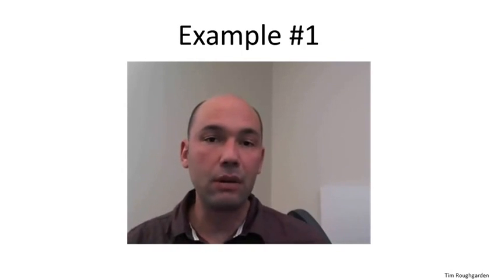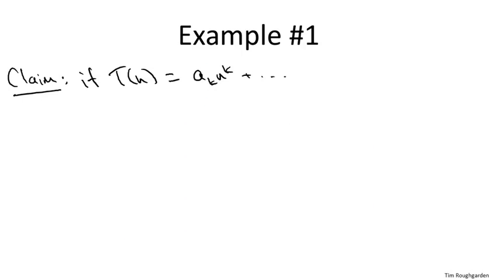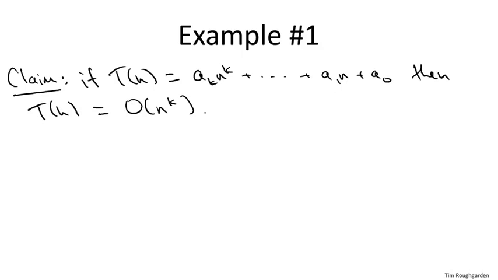So the first example is going to be to prove, formally, the following claim. The claim states that if T of n is some polynomial of degree k, so namely a_k n to the k plus all the way up to a_1 n plus a_0, for any positive integer k, and any coefficients a_i, positive or negative, then T of n is big O of n to the k. So this claim is a mathematical statement. It's something we'll be able to prove.